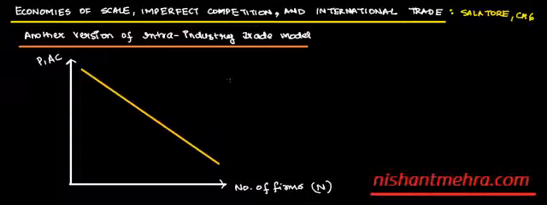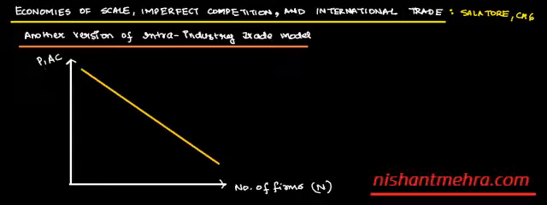Now we're going to take the discussion which we were having yesterday further about economies of scale, imperfect competition, and international trade. Yesterday we talked about one formal version of the intra-industry trade model, and there is another version which we're going to talk about today. So let's start with the graph.